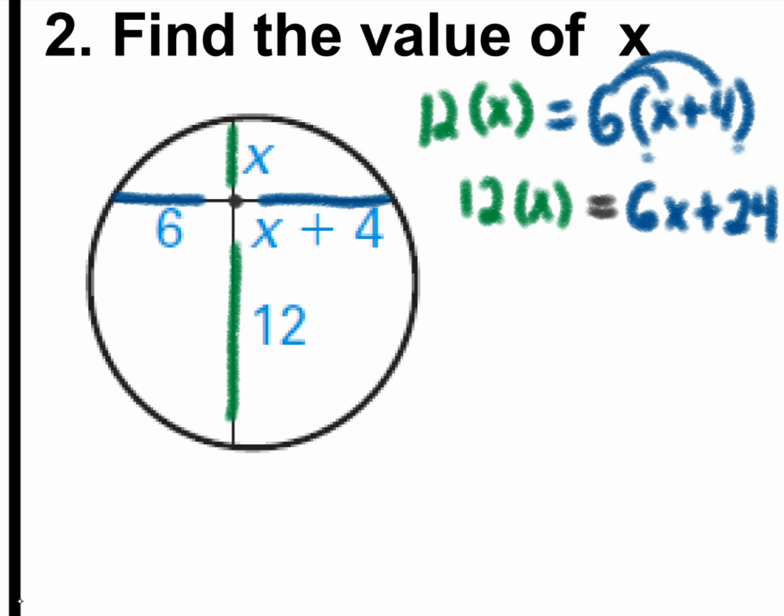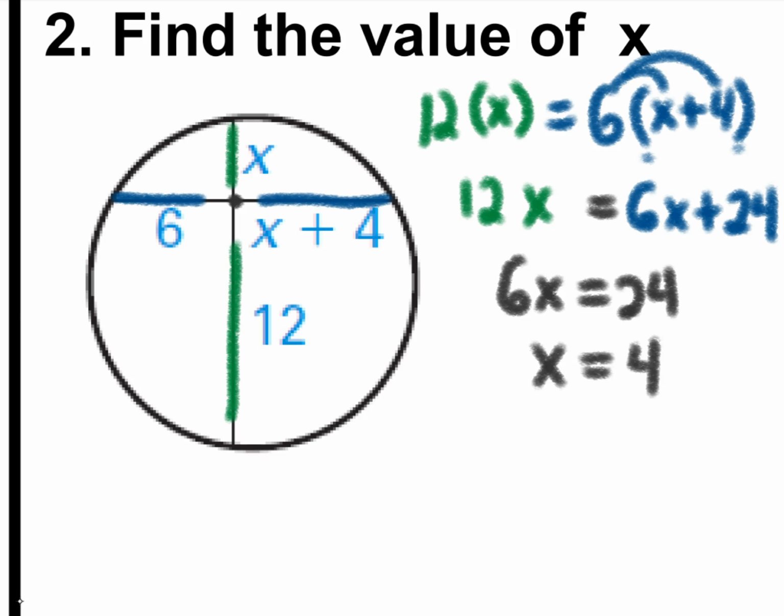Solving from there, we get rid of those parentheses first. Then we subtract the 6x from both sides and get 6x is equal to 24. From there, we divide by x and get x is equal to 4. Sorry, I think I said divide by x, I meant divide by 6. But there's our answer: x is equal to 4.